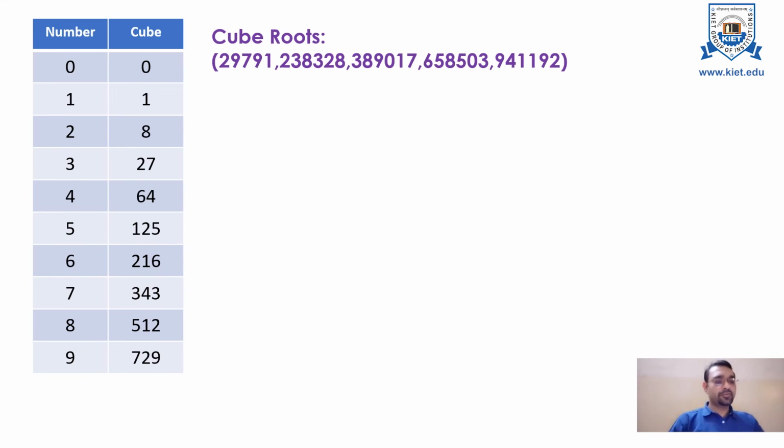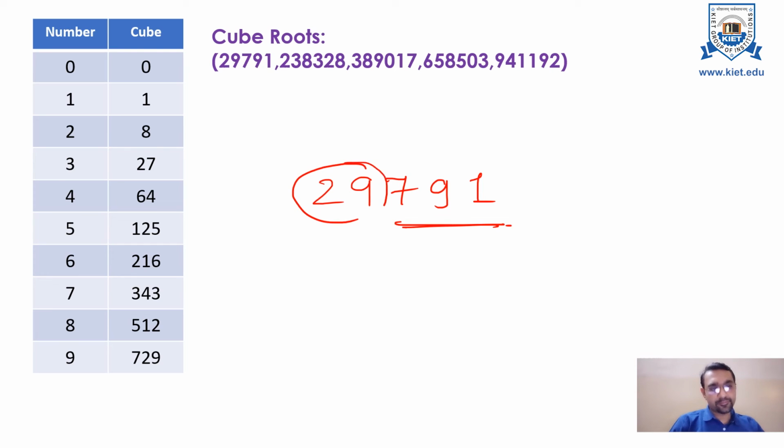Next we will try to find the cube root of a perfect cube. Let's say 29791. For squares we dropped the last two digits; for cubes we will drop the last three digits. So now we are left with 29. This 29 lies between the cube of 3 and 4.